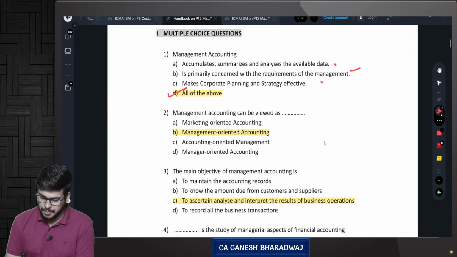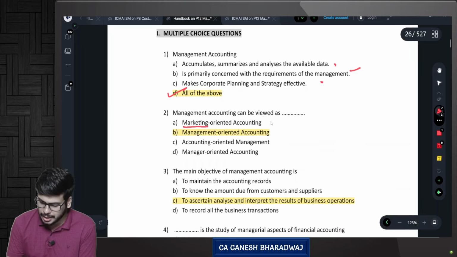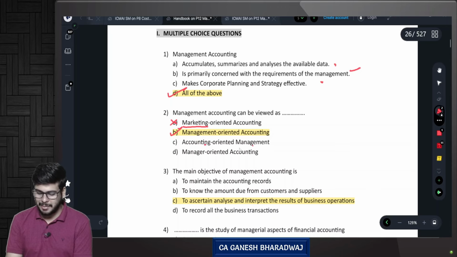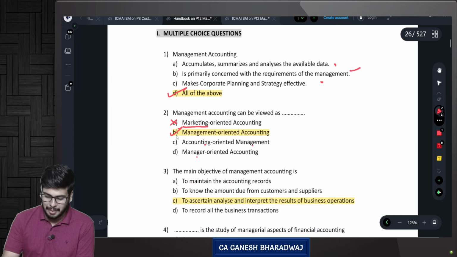Management accounting can be viewed as marketing-oriented accounting. Absolutely not. Management-oriented accounting, absolutely. Some very easy things have been given. Accounting-oriented management, manager-oriented accounting. Obviously, they have just given some permutation and combination, but you know it is management-oriented accounting.